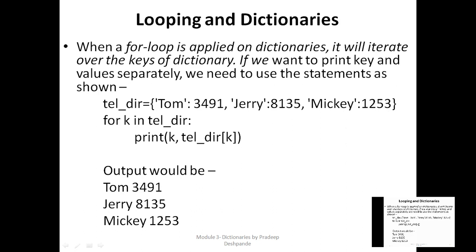This is the output for the above code. If you just print k here, it will only display the key, that is Tom, Jerry and Mickey. If you want to print the values, you have to use telephone directory of k.